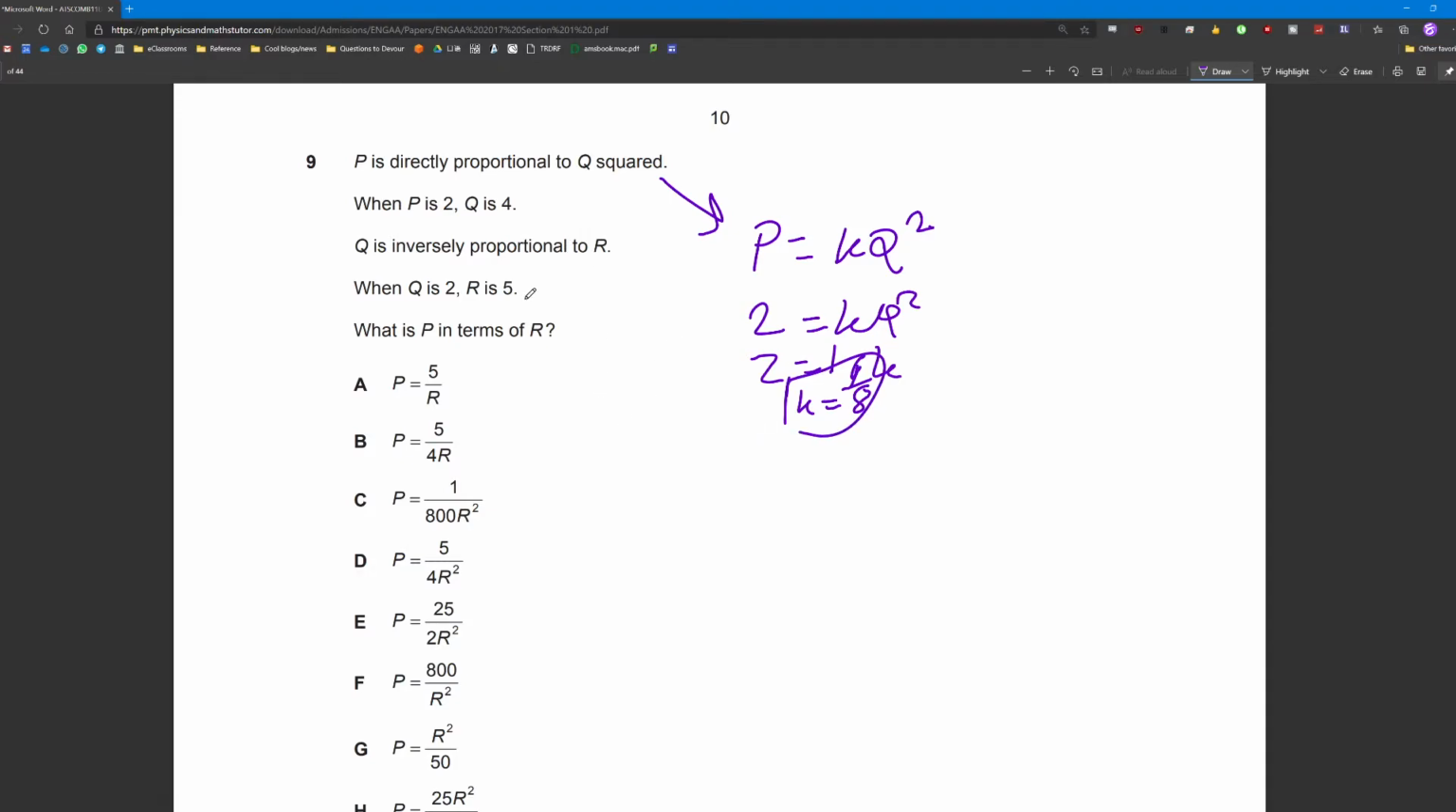Q is inversely proportional to R. When Q is 2, R is 5. That means QR is equal to 10. What is P in terms of R? So if P is 1 over 8 Q squared, and QR is 10, Q is 10 over R, so P is 100 over 8R squared.